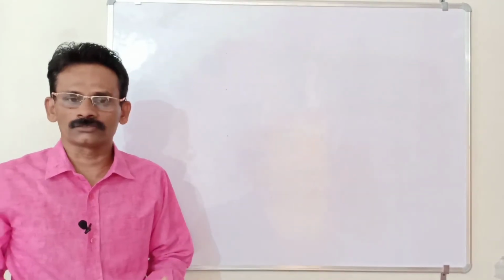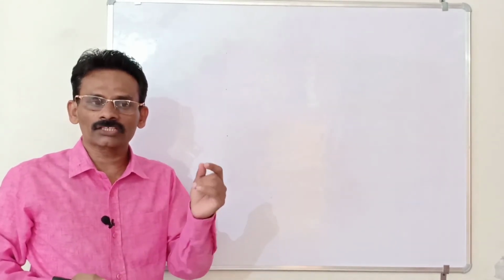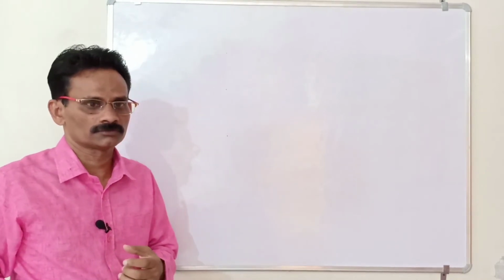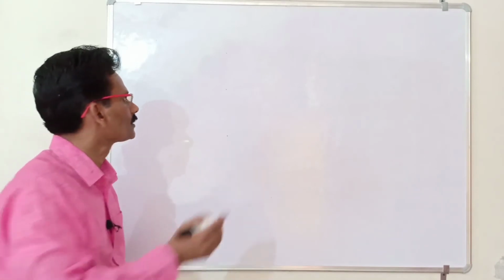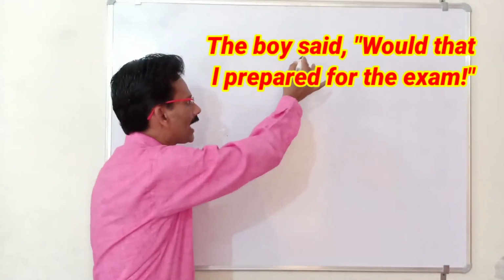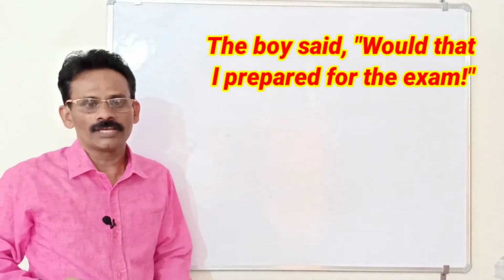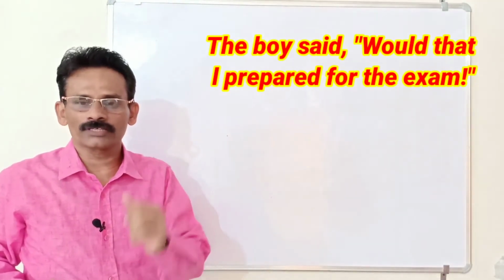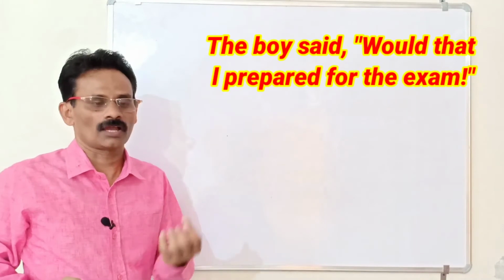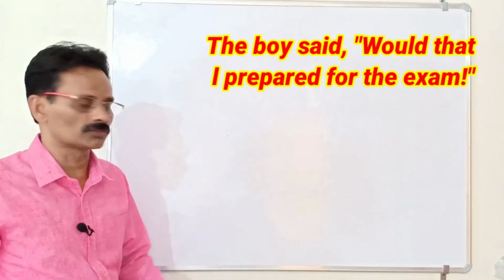Now, next, the fourth type of exclamatory sentences that expresses the unfulfilled wish of a person. Let's examine one sentence. The boy said, "Would that I prepared for the exam." Here, the boy did not prepare for the exam. In fact, the boy regrets over his action.